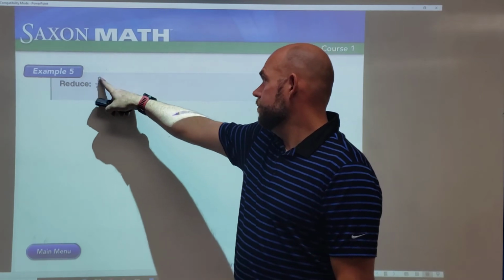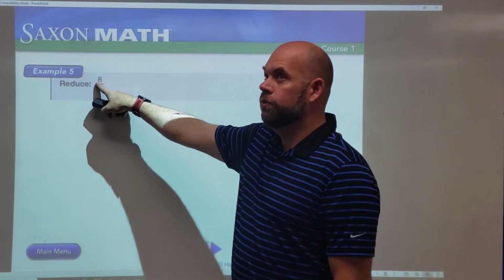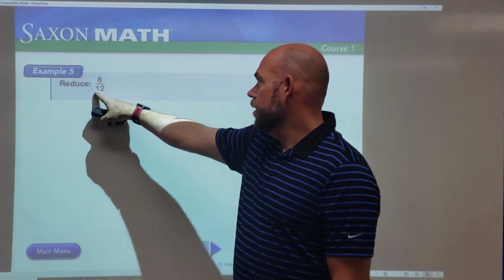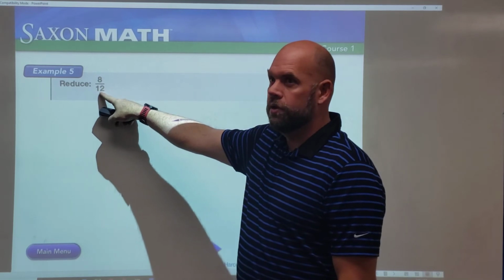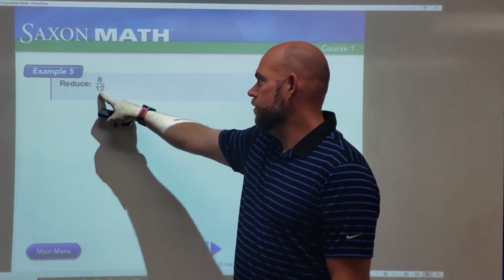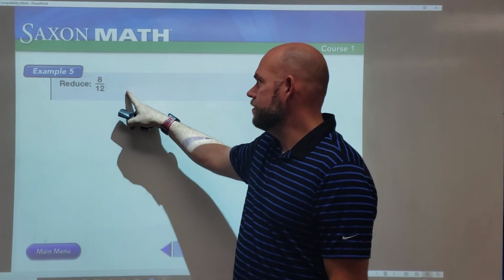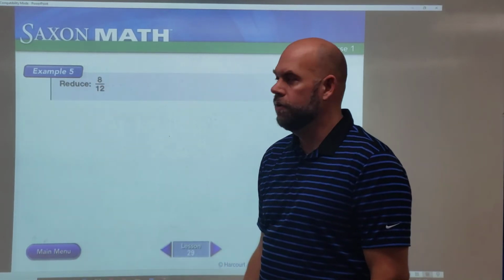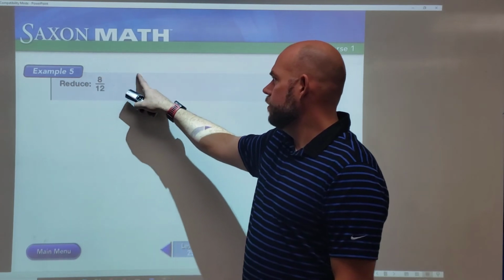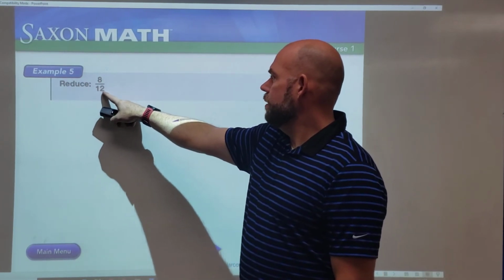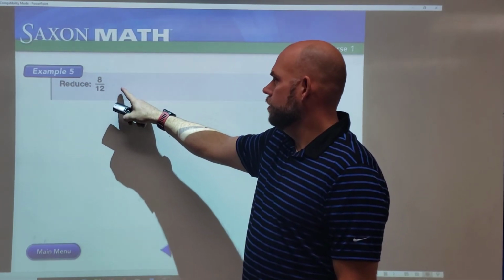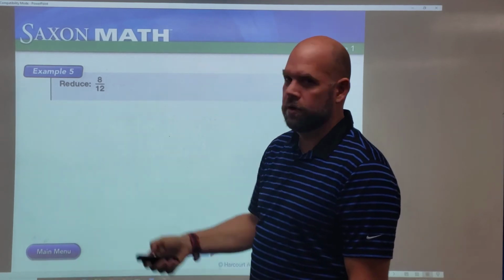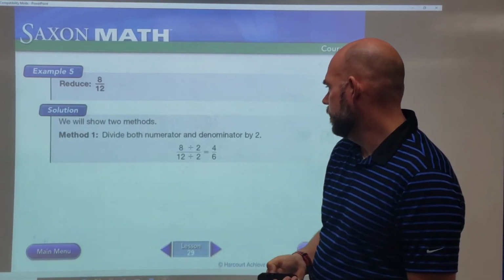Well, the factors of 8 are 1, 2, 4, and 8. The factors of 12 are 1, 2, 3, 4, 6, and 12. The greatest of both of those would be 4, because 4 can go into 8, 4 can go into 12. So if we divide, 8 divided by 4 is 2, 12 divided by 4 is 3, so we get 2/3.